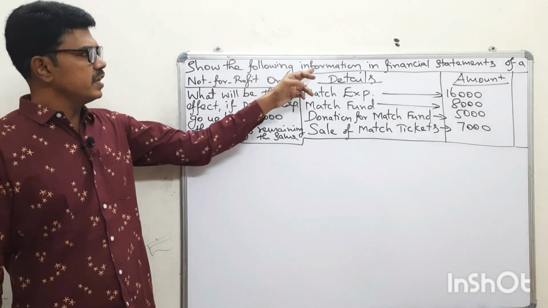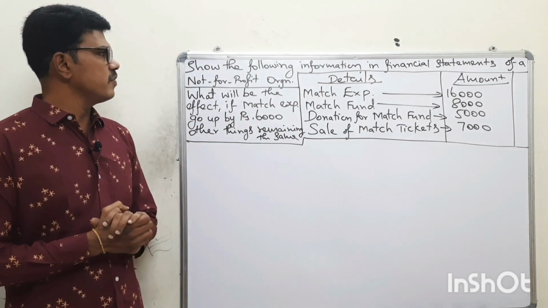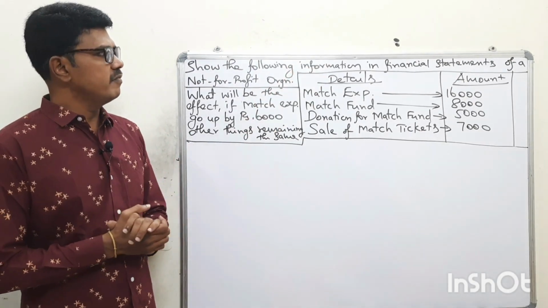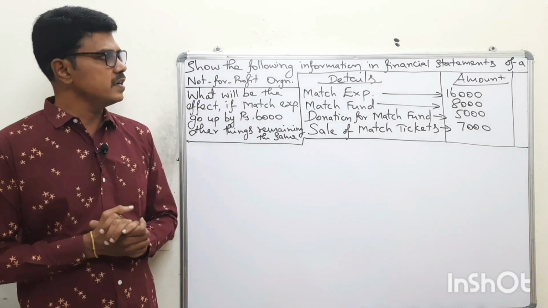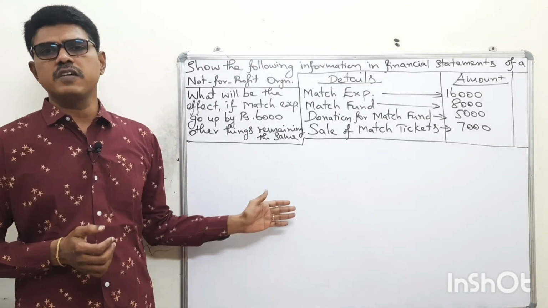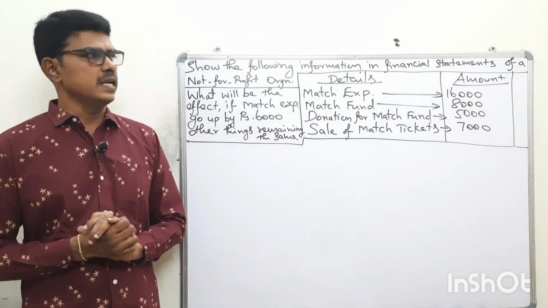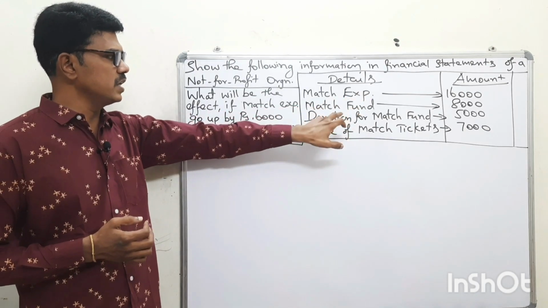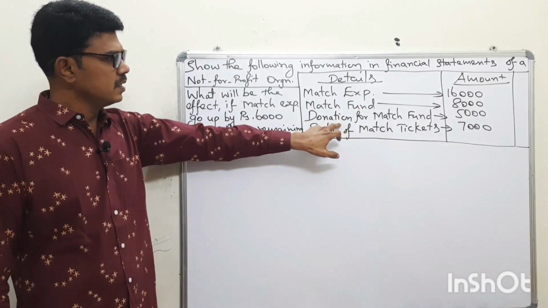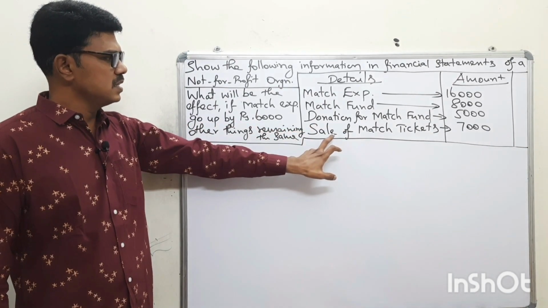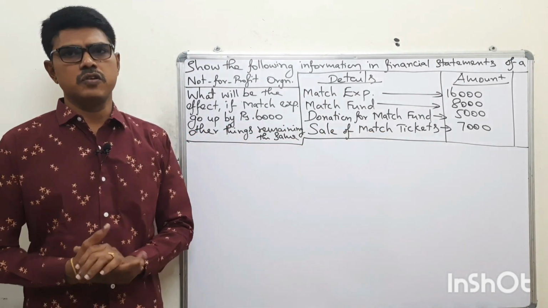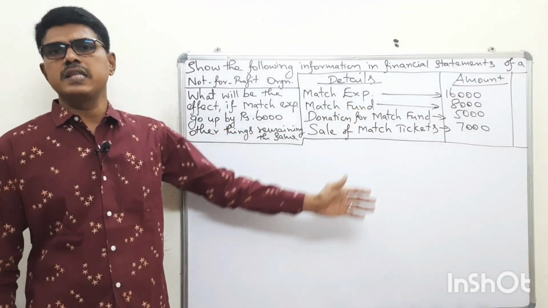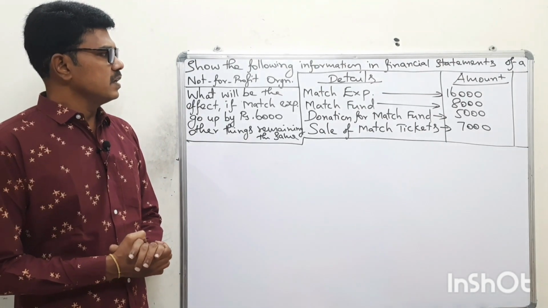Show the following information in financial statements of a not-for-profit organization. Right here they ask us to present the values in the financial statement of a not-for-profit organization, which means how to present the values in income and expenditure account and balance sheet. Below that they have given us some details, right? Match expenses rupees 16,000, match fund 8,000 rupees, donation for match fund 5,000 rupees, sale of match tickets 7,000 rupees. These are the particulars they have extracted from receipts and payments account and other additional information, right?